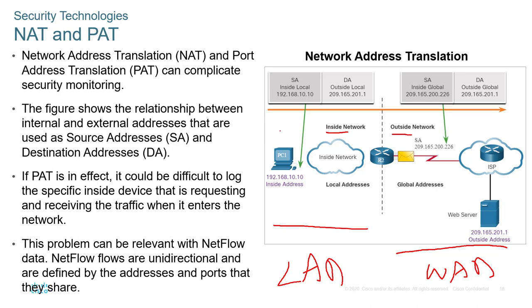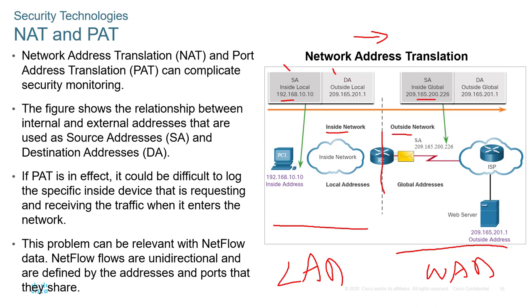So again, inside, outside. Here we have our source address, inside local. That will be our local IP address. We have our destination address. That will be our outside local. That's going to be the destination address. As it leaves our network, NAT will occur on our NAT-enabled router. So our masking will take place. Our inside local will change to an inside global. It will be masked to typically the exit interface of our router. Our destination address, or outside global, remains the same.